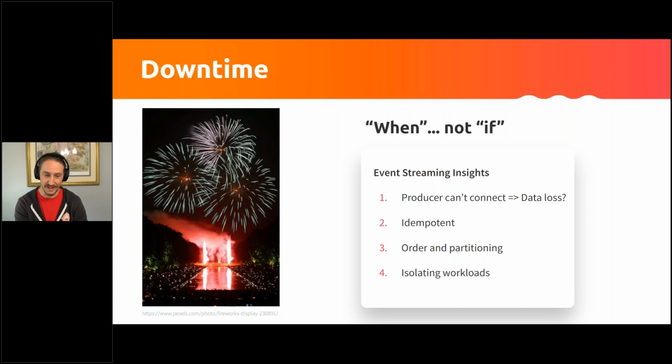So understanding failure cases and having a solid plan for how you're going to carry that out.